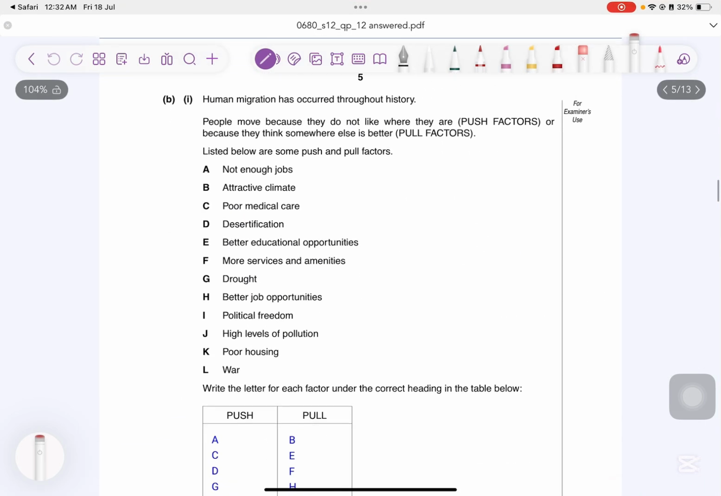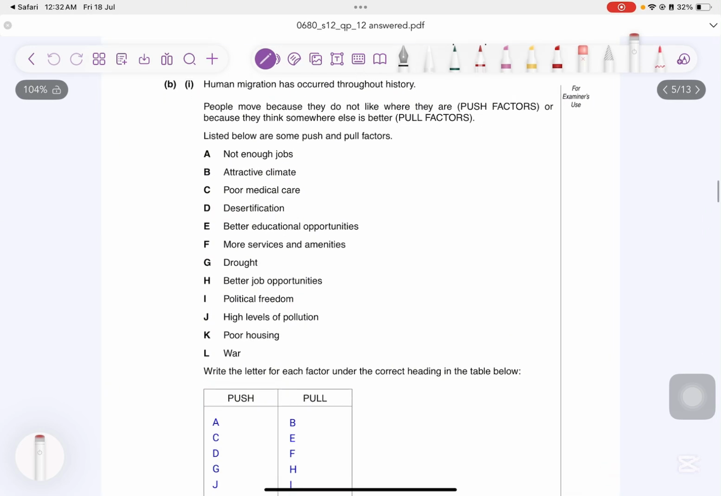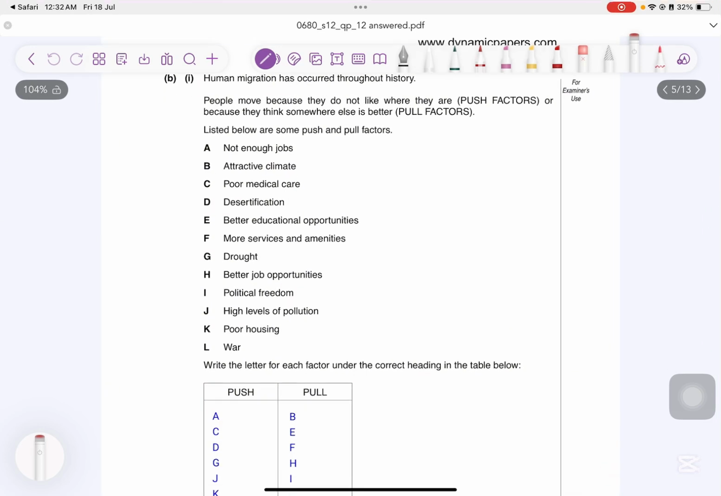Human migration has occurred throughout history. People move because they do not like where they are. That's push factors. And people think somewhere else is better. That's pull factors. Pushing people away, pulling people towards them.